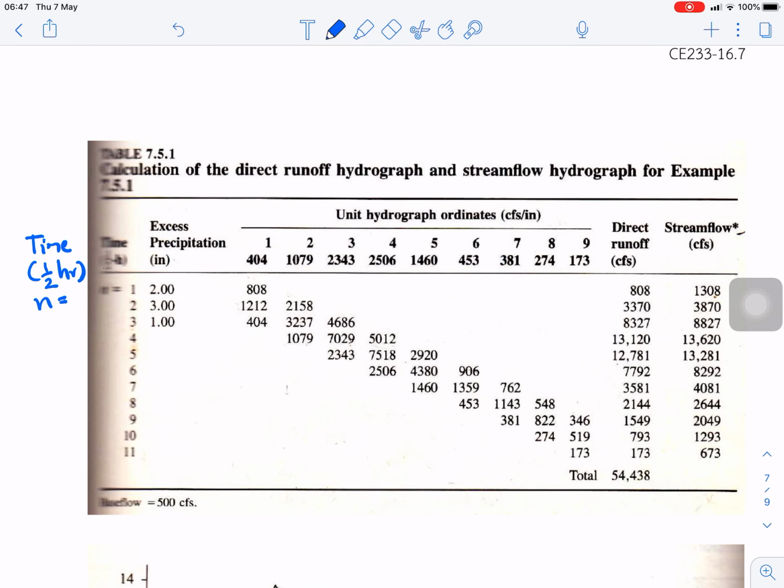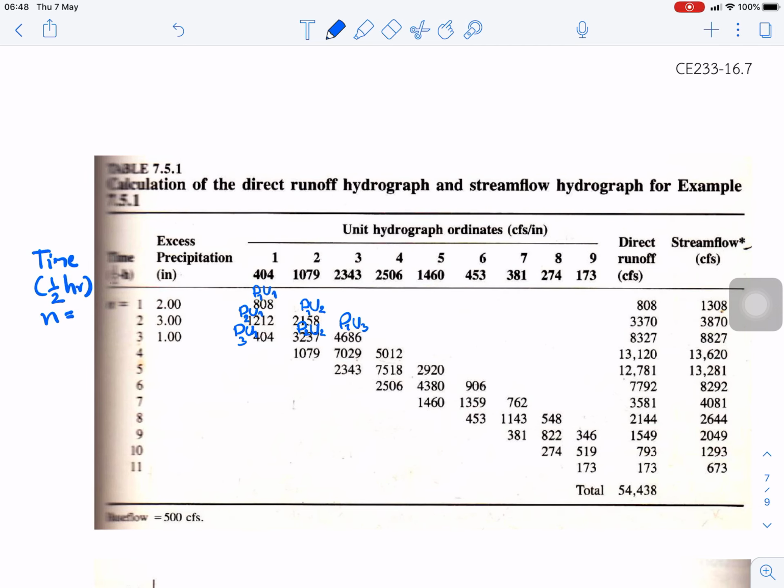Let's say this one is P1 U1, and this one is P1 U2. Okay, and this is P2 U1, and this one P1 U3, P2 U2, and P3 U1. So that makes a couple between the P's, P1, P2, P3, and the U's, U1, U2, U3 until U9.